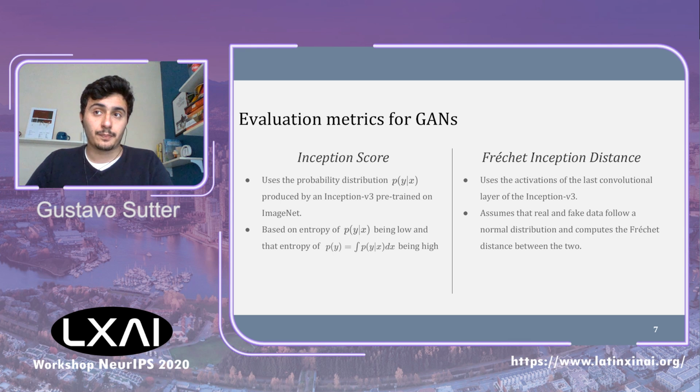And if you marginalize over a bunch of fake images, you must have high entropy, in the sense that they must be diverse. The other metric, Fréchet inception distance, uses the activations from the last convolutional layer instead of the class probability produced by the network, and uses both real data and fake data. It assumes that these activations from both of these sets have a normal distribution, then it estimates the parameters for this normal distribution and computes the Fréchet distance between the two normal distributions.